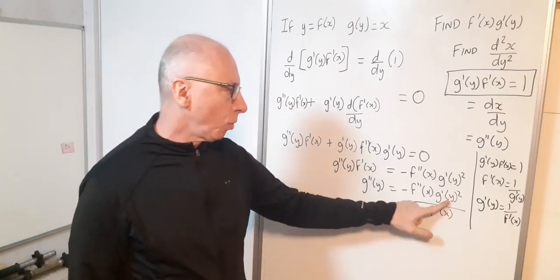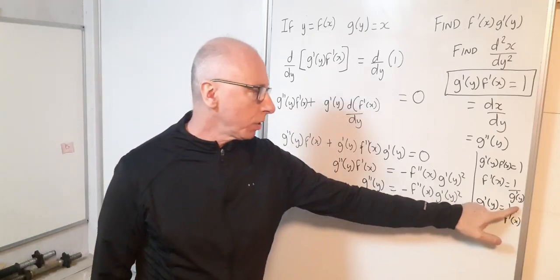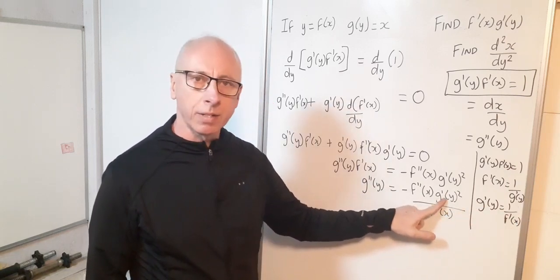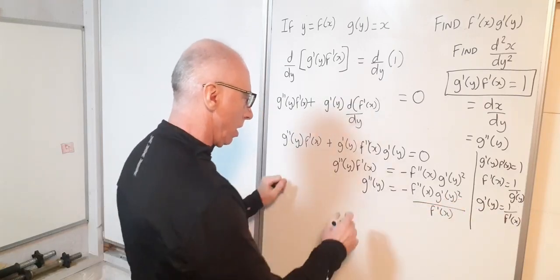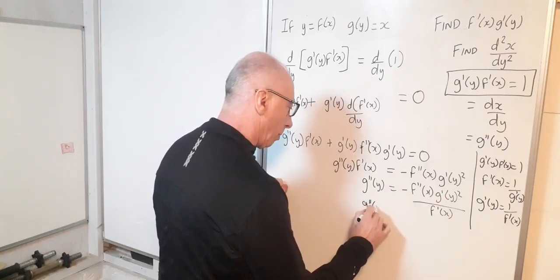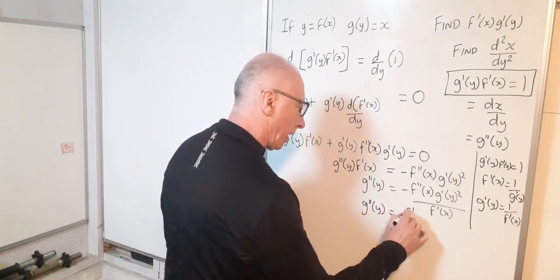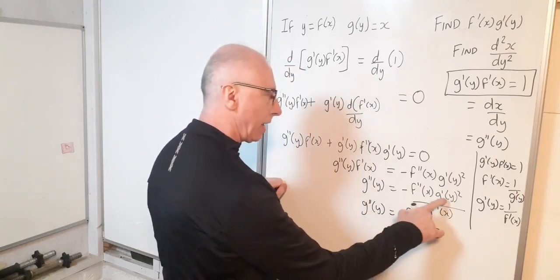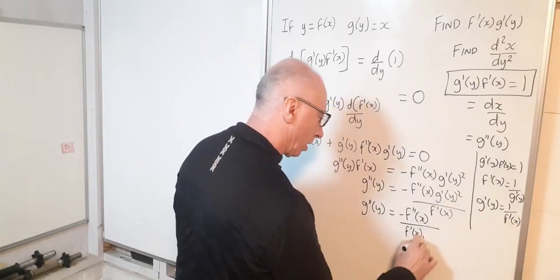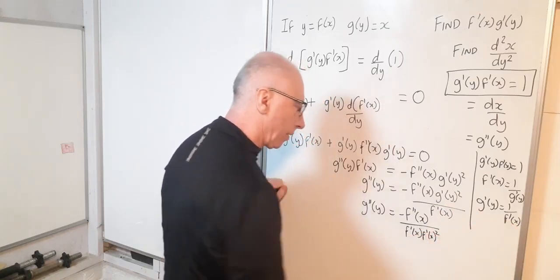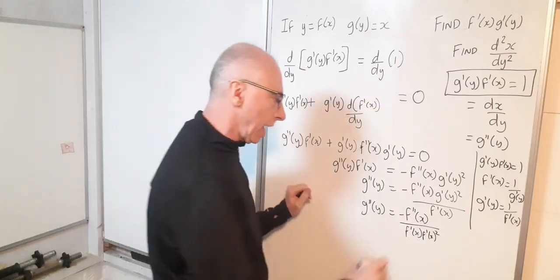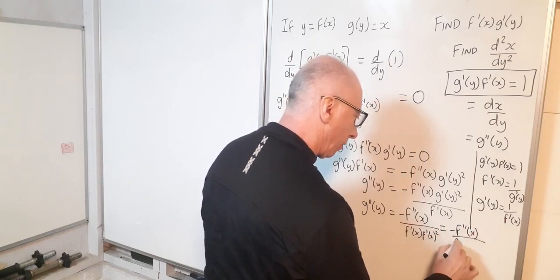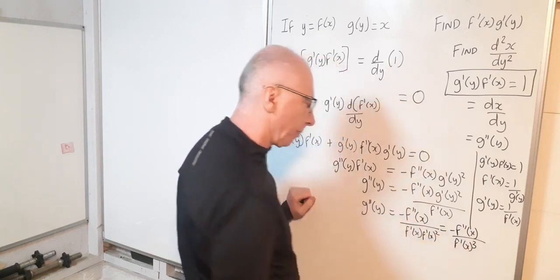So here I've got my g prime of y, and here's a g prime of y. It's the reciprocal of f prime of x. So if I write f prime of x in the denominator, that will replace it, and also square it because of this term here. So then I've got g double prime of y equals negative f double prime of x over f prime of x, and then f prime of x squared because of this. And then I can just multiply these together, so that equals minus f double prime of x over f prime of x cubed.